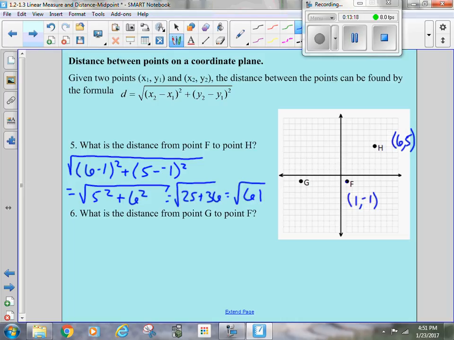Now, I mentioned the Pythagorean theorem. Let's look at this. We can draw a triangle with F and H as points. So our bottom here, you can see, is the difference between our x values, and that was 5. And then the y is the difference between our y values, and that was 6. So then you can use the Pythagorean formula to find your hypotenuse or C value.